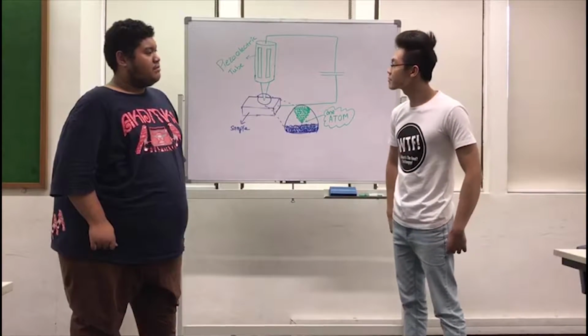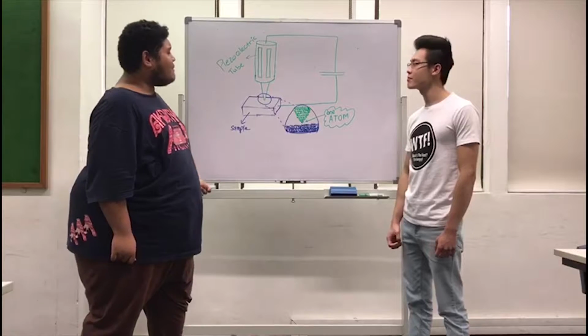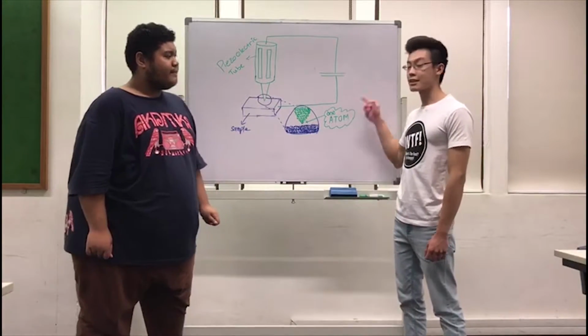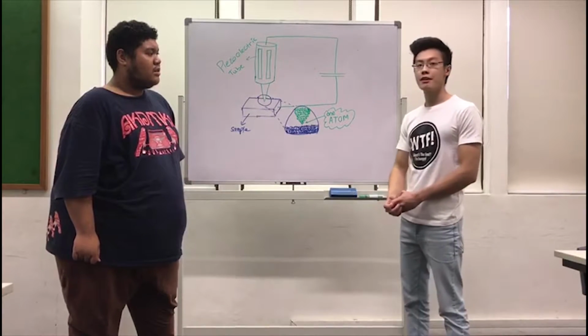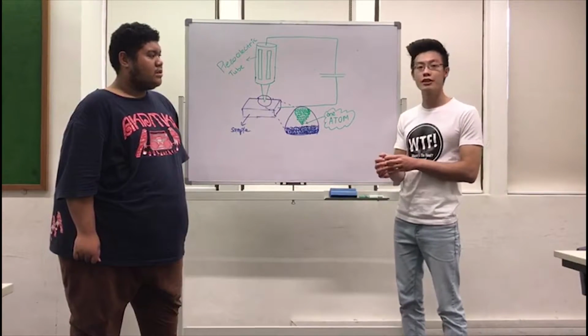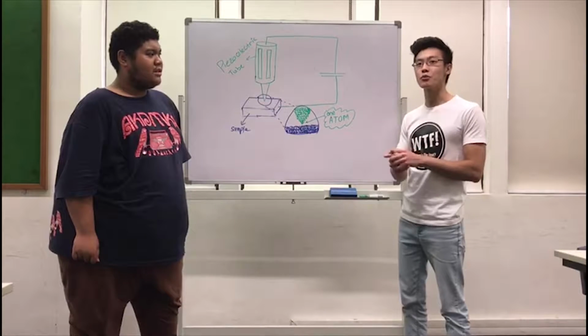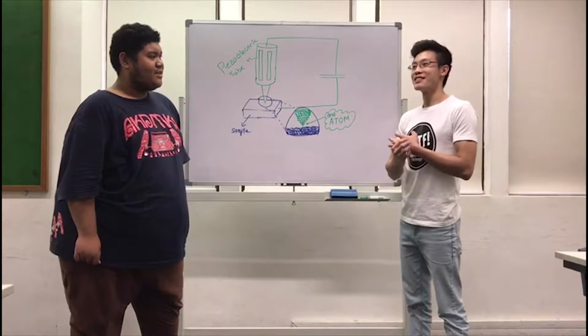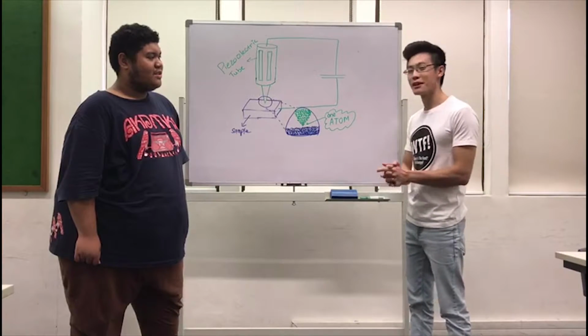It's interesting. But how many ways can you use an STM, William? There are actually 3 modes that the STM has. Firstly is the constant current mode, secondly is the constant height mode, and lastly is atomic manipulation.